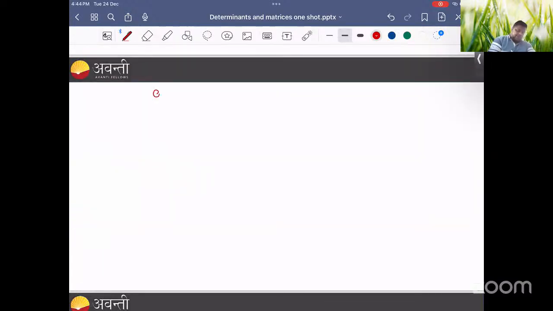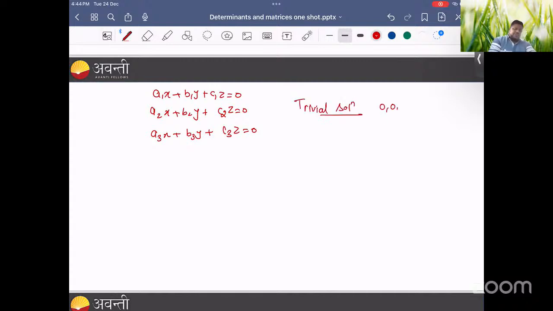Like we have a system of equations like this: a1x plus b1y plus c1z equals 0. a2x plus b2y plus c2z equals 0. And a3x plus b3y plus c3z equals 0. Now you see 0, 0, 0 is already a solution of this system. That is what we call trivial solution. So when 0, 0, 0 is a solution, we call it trivial solution.